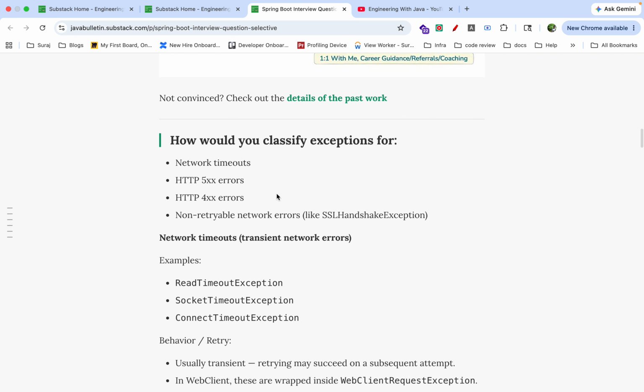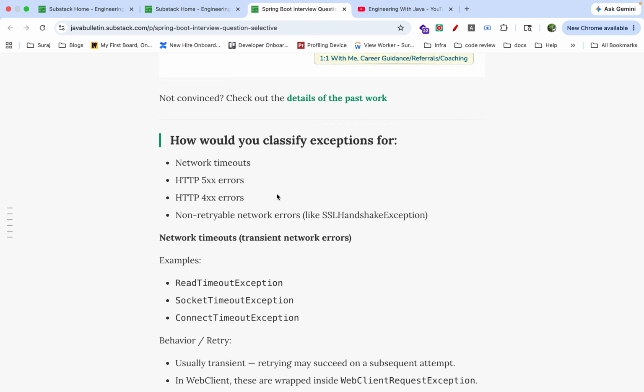So let's see, how would you classify the exception? We talked about that generally we should be retrying only the exceptions that are transient in nature, not the ones that are going to be persistent and we will not be able to recover from, like 4xx errors. So non-retriable errors like SSL handshake exception, validation error, certificate errors, those kinds of things we won't be able to recover from. So we shouldn't retry.